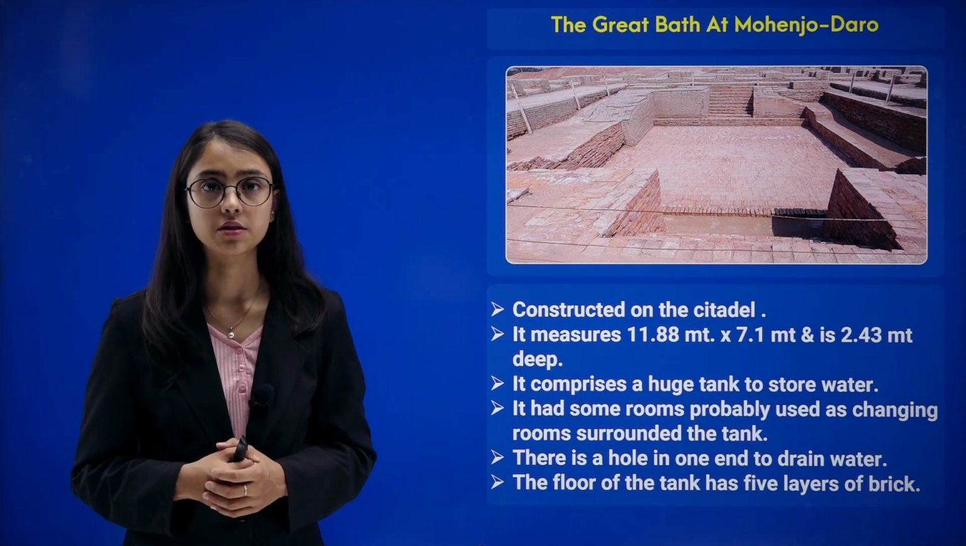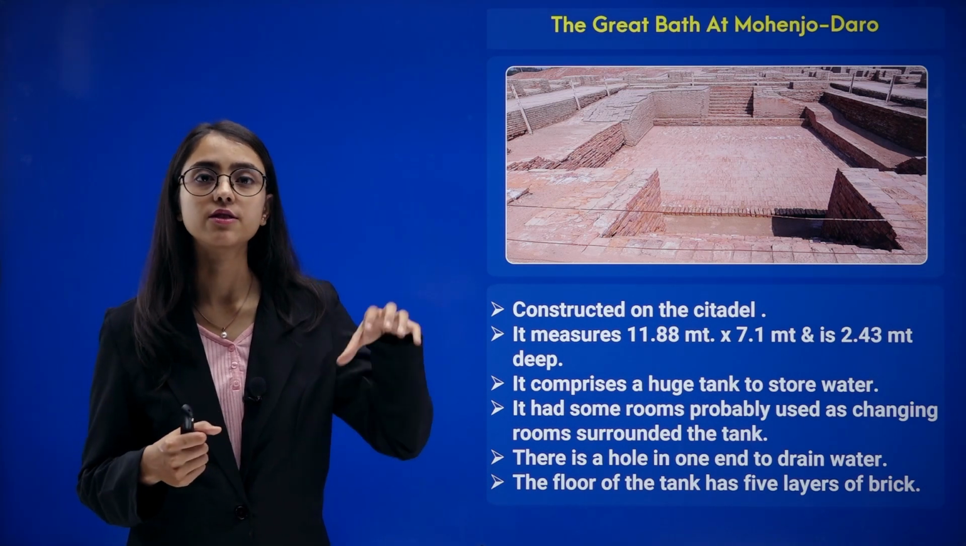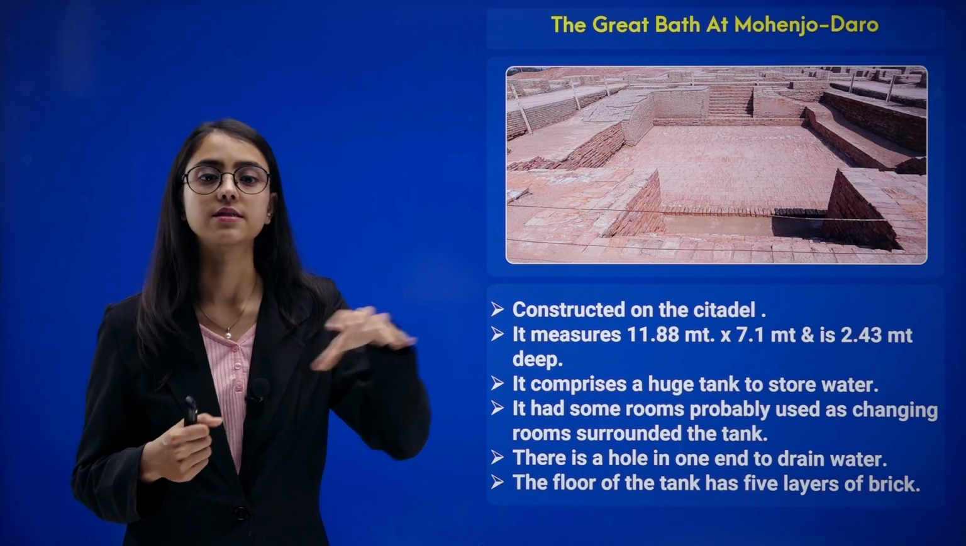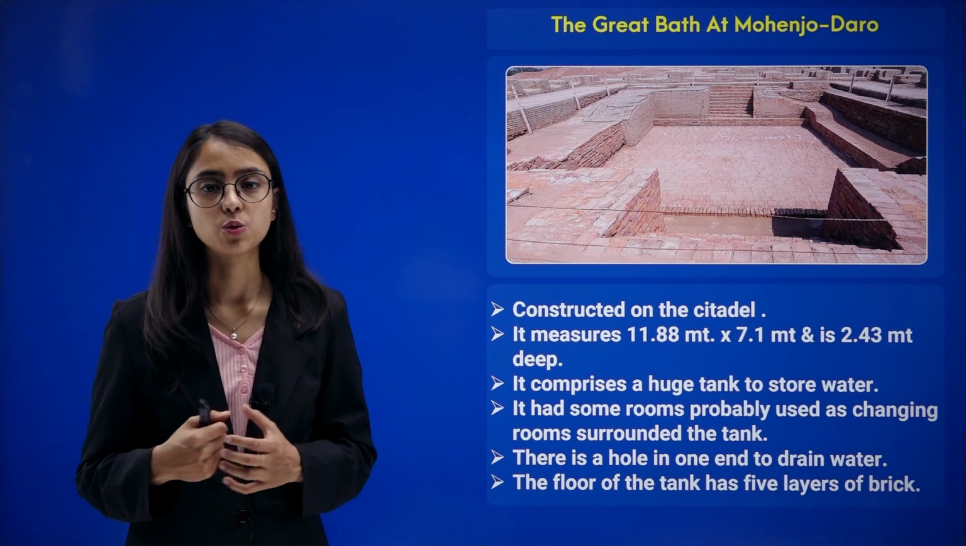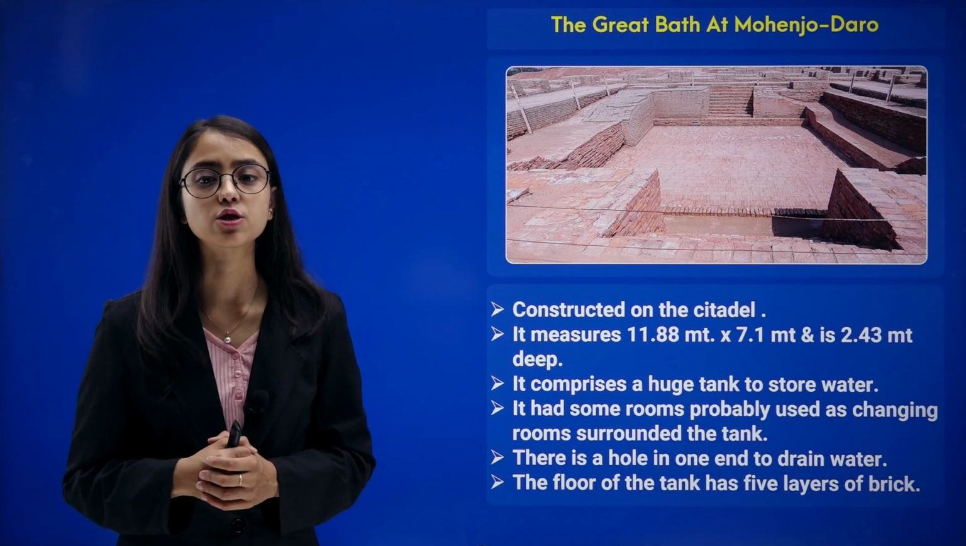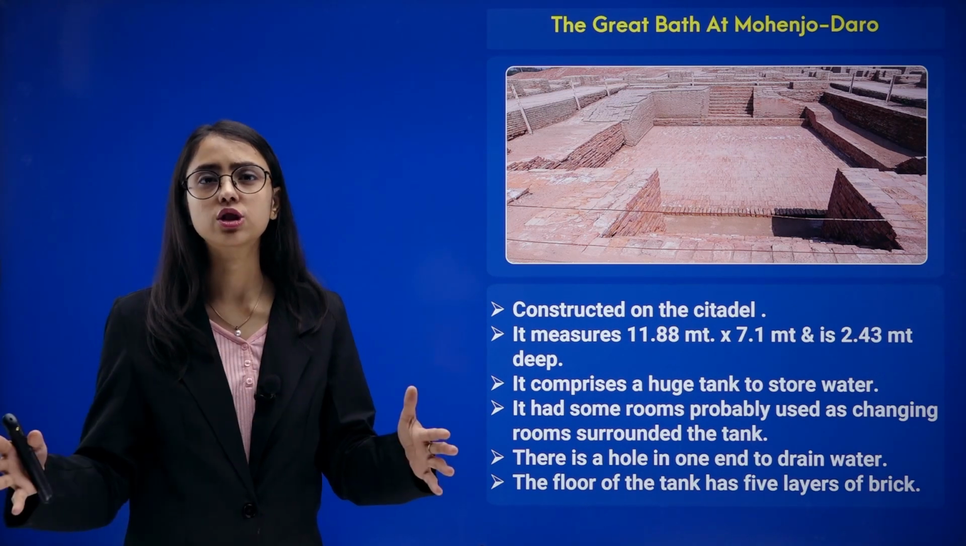Earlier we discussed what is a citadel. That is a western part of the city which is located higher than the residential area. So it is measured in a different way at that time. It comprises a huge tank. There was a huge tank to store water.